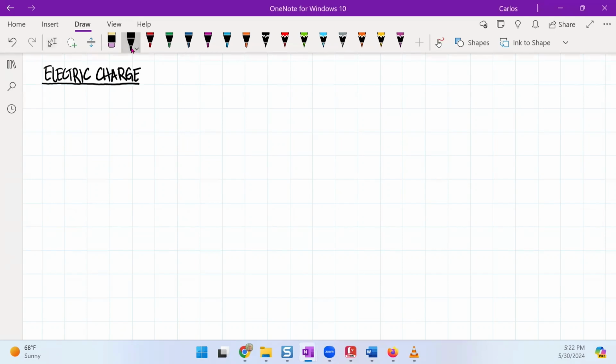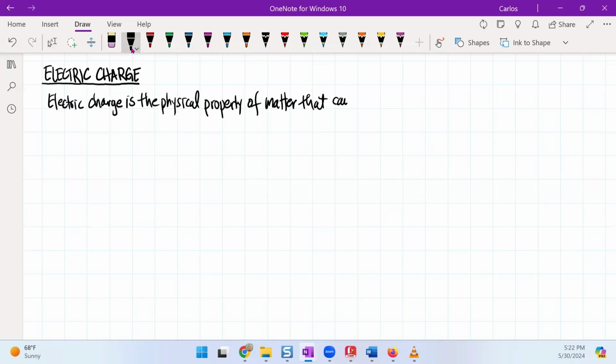Electric charge. Electric charge is the physical property of matter that causes charged objects to experience an electric force.